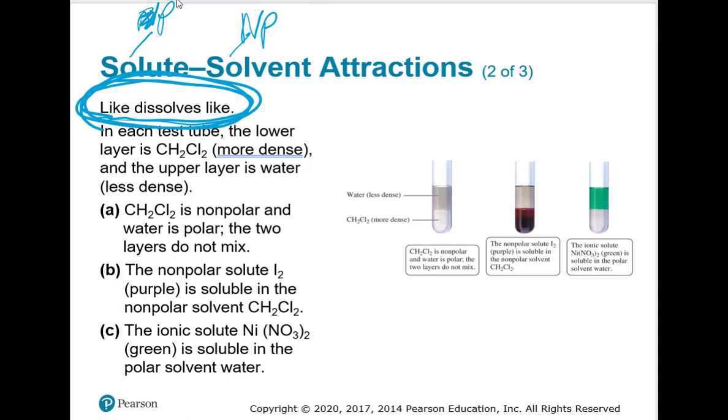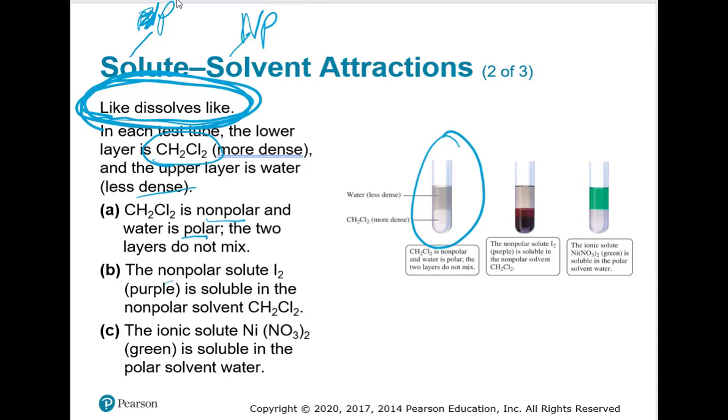Let's look at these pictures. In each test tube, the lower layer is CH2Cl2, which is more dense. The upper layer is water, which is less dense. In A, CH2Cl2 is nonpolar and water is polar. The two layers do not mix. One is polar, one is nonpolar. Nope, they do not mix.